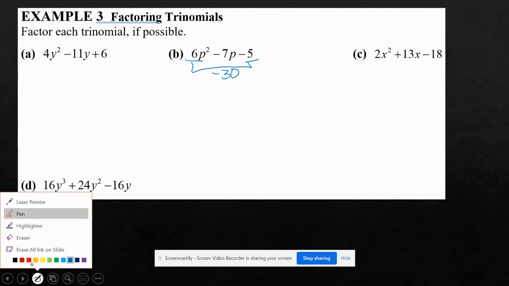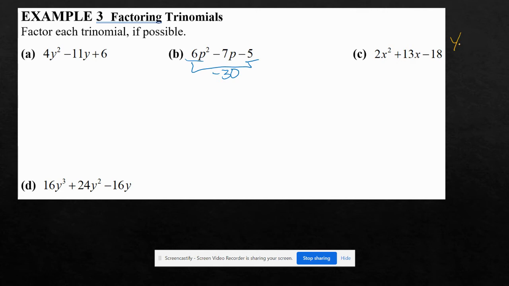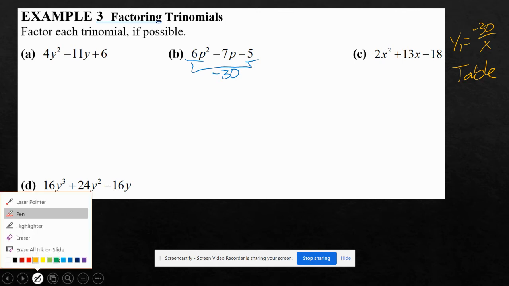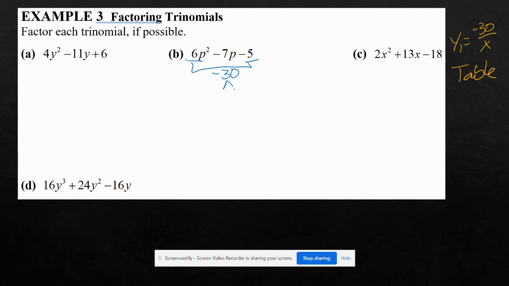So again, in your y1, now you would do negative 30 divided by x, and then hit the table and see what values you have there. And in looking at the values, that would be a negative 10 and a positive 3. Negative 10 times positive 3 is negative 30. Negative 10 plus 3 is negative 7.